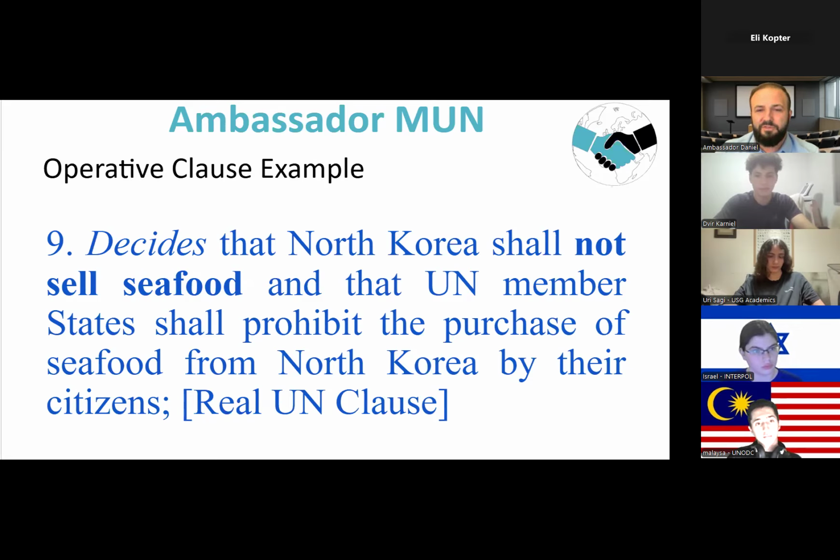And this is the type of thing I'd like you all to have. When you first write your idea, just write it for yourself normally. You can even write your entire resolution in normal text. More experienced MUNers try to start writing it like this to save time.